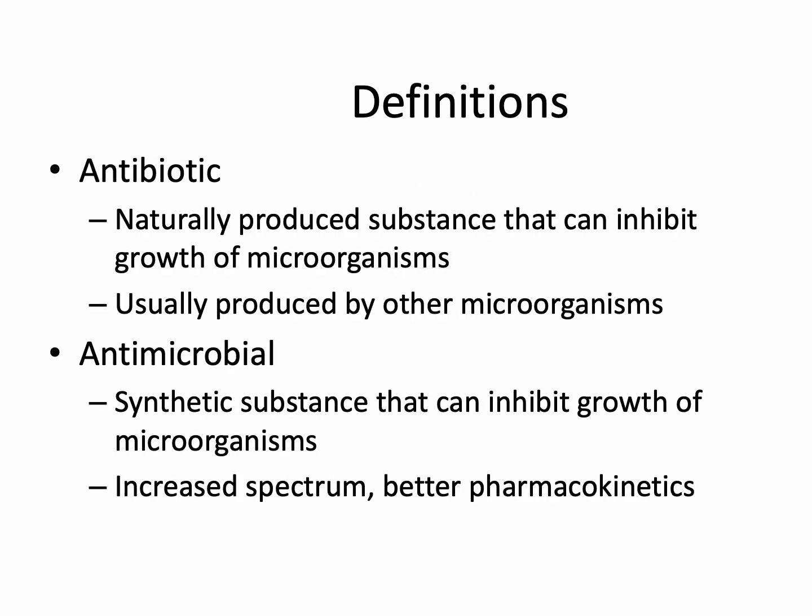Right, so what are antibiotics? Antibiotic can be defined as a naturally produced substance that can inhibit growth of microorganisms. It is usually produced by other microorganisms. Antimicrobial, on the other hand, is a synthetic substance that can inhibit growth of microorganisms. It has increased spectrum and better pharmacokinetics.